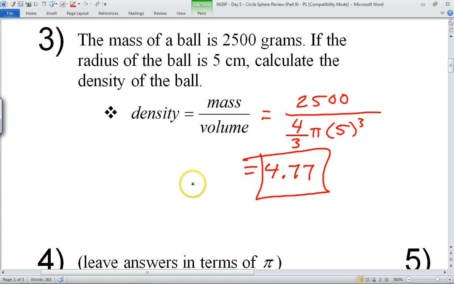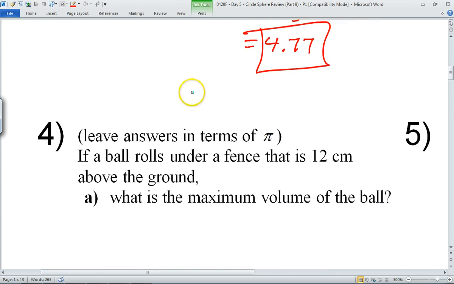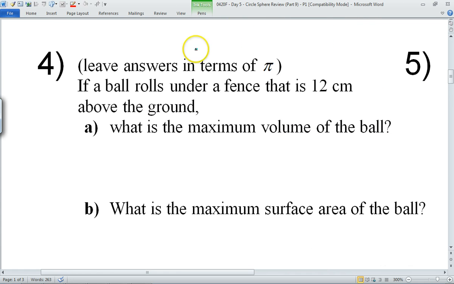Okay, let's do number 4. This time we're going to leave our answers in terms of pi. Look, if a ball rolls under a fence that's 12 centimeters off the ground, I'm indirectly giving you some dimension of the ball. Imagine that the ball just barely fits through this 12-inch gap. Is that giving me the radius, the circumference? What's that giving me? That's giving me the diameter, right?